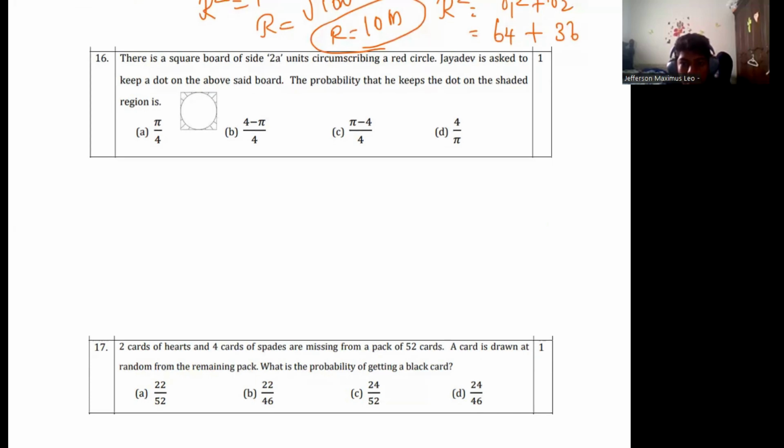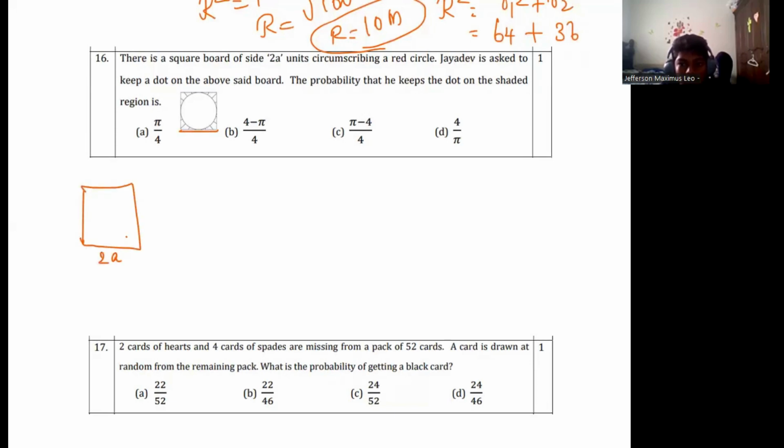Sixteenth one. Just read the question. There is a square board of side 2A unit circumscribing a red circle. Jayadev is asked to keep a dot on the above said board. The probability that he keeps the dot on the shaded region is. Here the question is on probability. The square board has side 2A units.